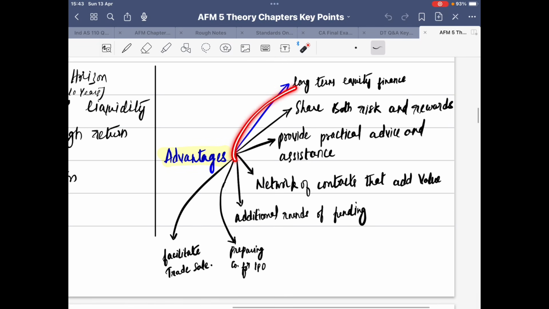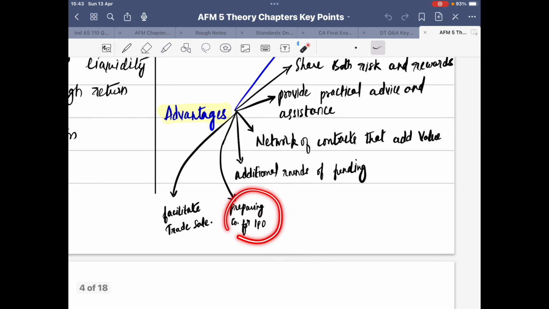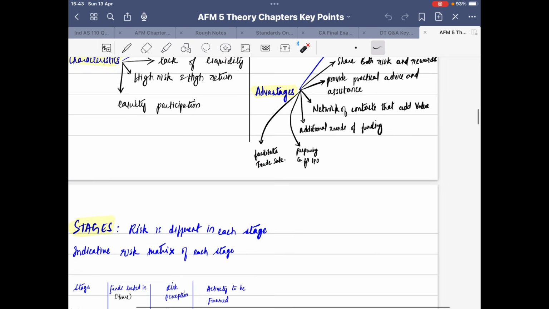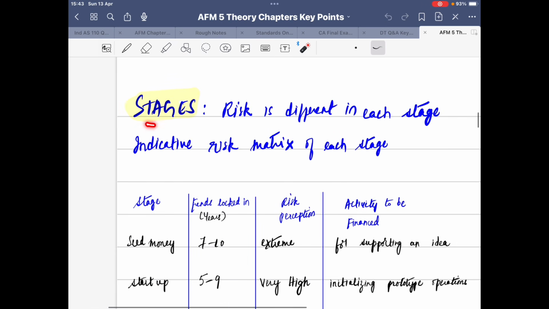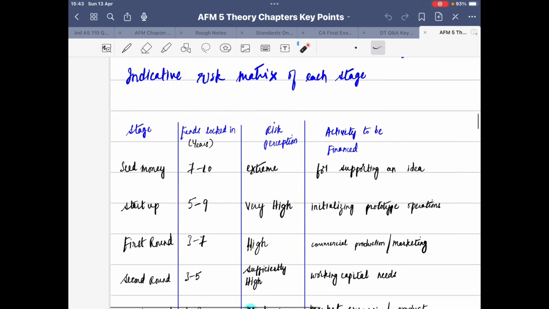Advantages: long-term equity finance, share both risk and rewards, provide practical advice and assistance, network of contacts that add value, additional rounds of funding, preparing company for IPO, facilitate trade sale. Stages: risk is different in each stage, indicative risk matrix of each stage.